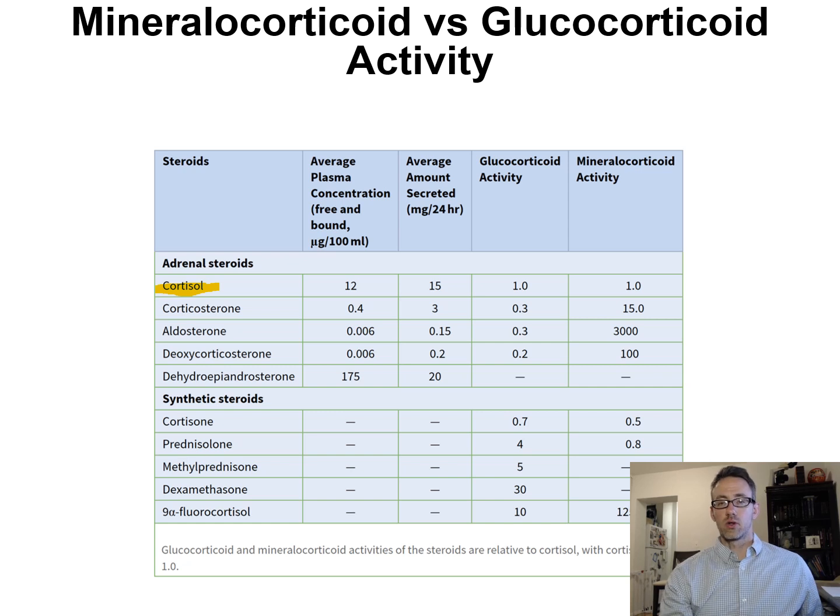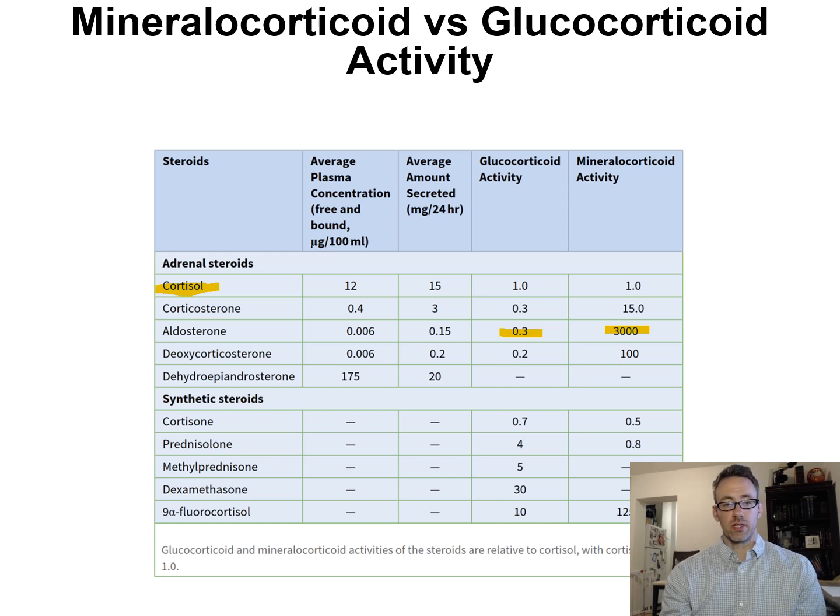Now, if we look over here at glucocorticoid activity versus mineralocorticoid activity, cortisol is sort of our reference. So those are normalized to 1, meaning it has essentially equal glucocorticoid activity as well as mineralocorticoid activity. Now, if we compare that to aldosterone, its glucocorticoid activity is very little relative to its mineralocorticoid activity. Therefore, it's going to have primarily the actions of reabsorbing sodium and secreting potassium and so on. Again, cortisol could do the same thing, but it's not one of its primary activities.